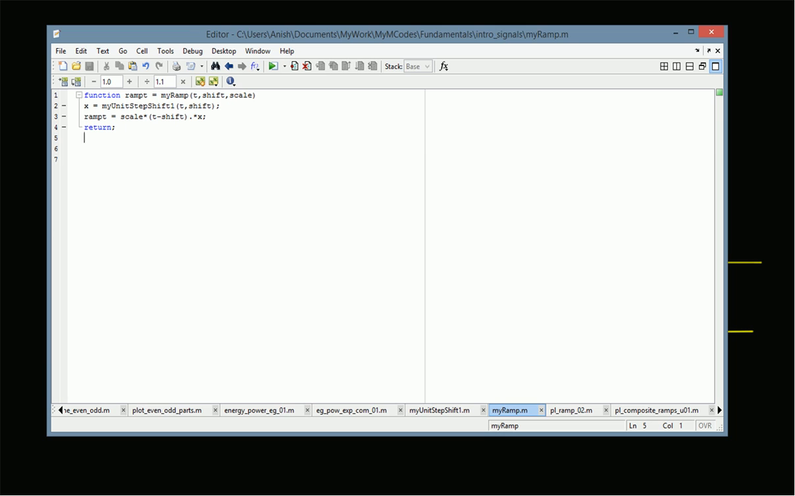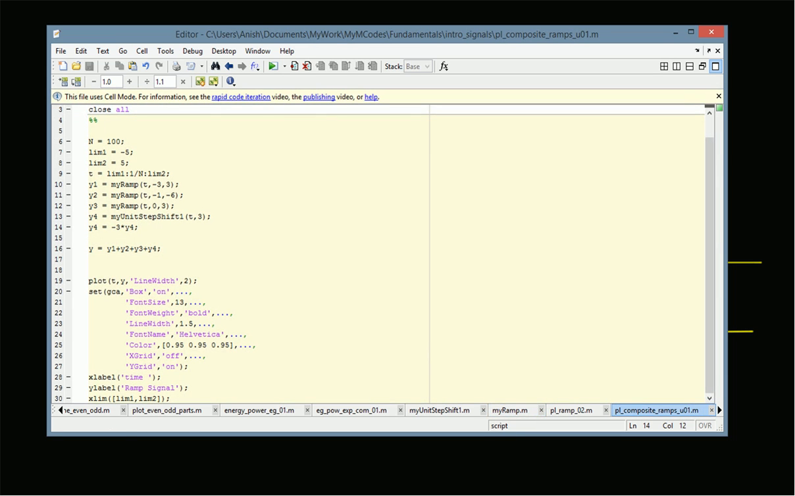So the time vector is t, and the shift is positive if it is a delay, and negative if it is an advance. So if it is t plus 3, that means it is an advance, so the shift should be equal to minus 3, and the scale is equal to 3 because we are talking about 3 into r of t plus 3. So the scale value is 3. That's how we generate the signal y1.